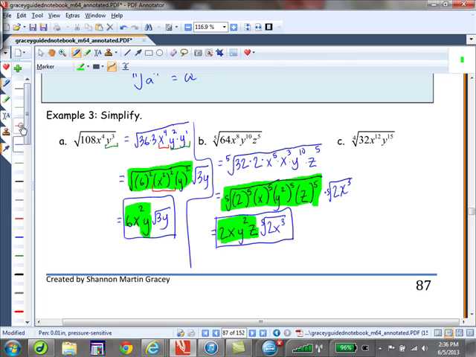So we had x to the eighth we had to be a bit tricky with, right? And the y to the 10th we rewrote here. Okay.